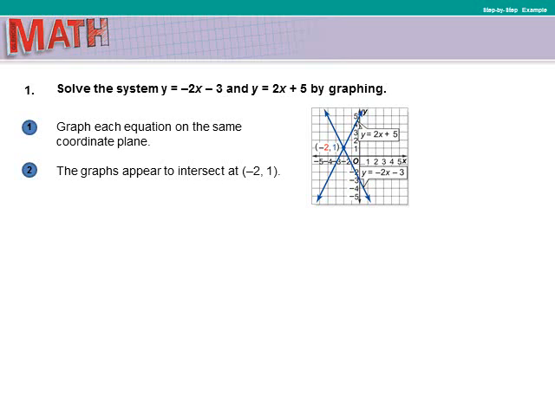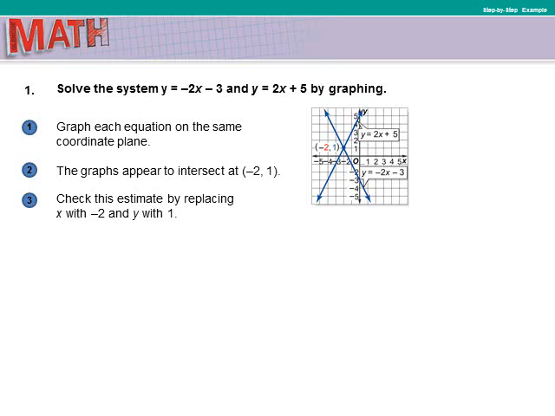How can I get the coordinates of this point? I go from the point down to check its x coordinate. So the x value is negative 2 and the y value is 1. So the solution set is negative 2 and 1.